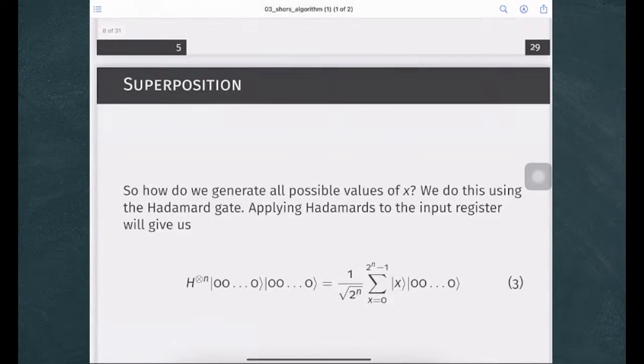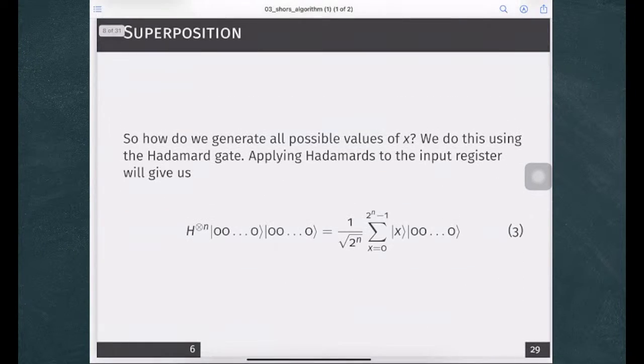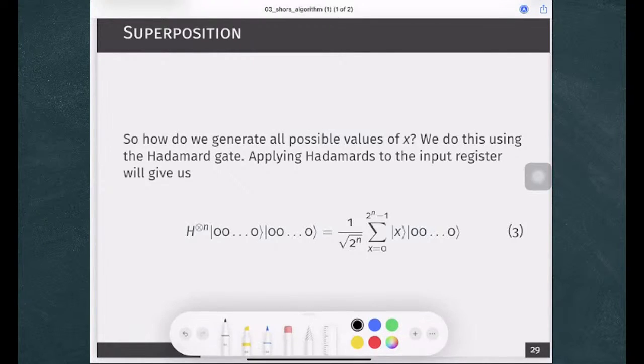Now, superposition. How do we generate all possible values of x? We do this by applying the Hadamard gate. If you are not familiar, let's do a review of the Hadamard gate. Hadamard is represented by H.